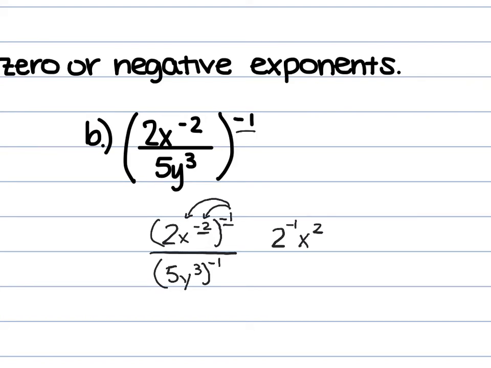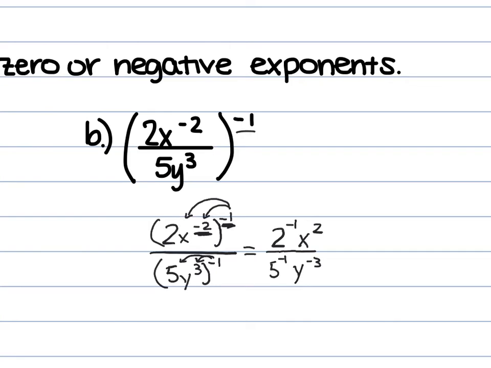Notice that -2 there was not attached to the 2. It was only attached to the x. But this -1 on the outside, that needed to go to both things on the inside. So it attached to the 2. And when we multiplied this exponent and this exponent together, we got a positive 2. Now on the bottom, we're going to do the same thing. So we're going to multiply this times this, and we get y to the -3rd. And -1 will also be attached to the 5.